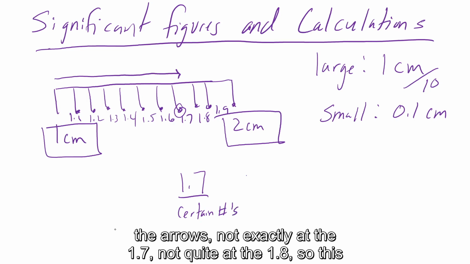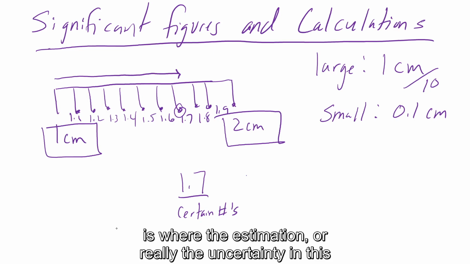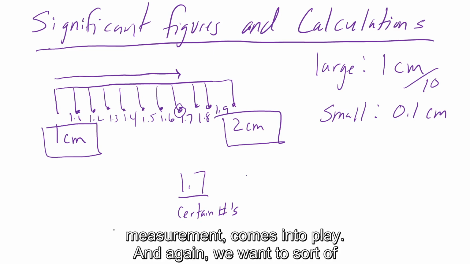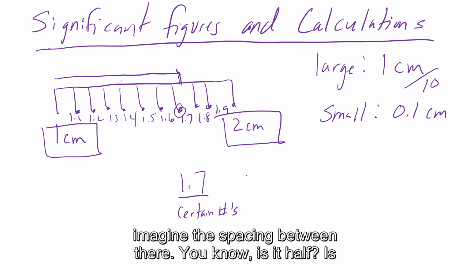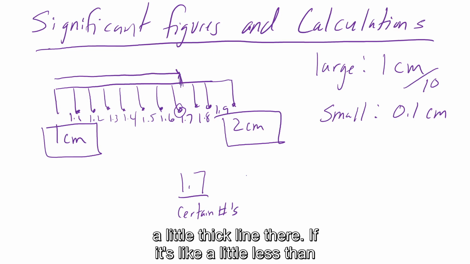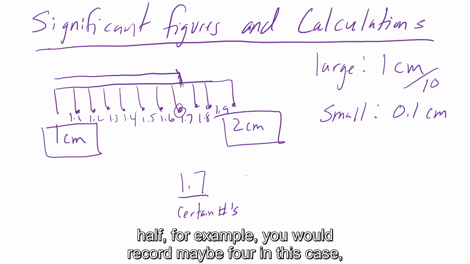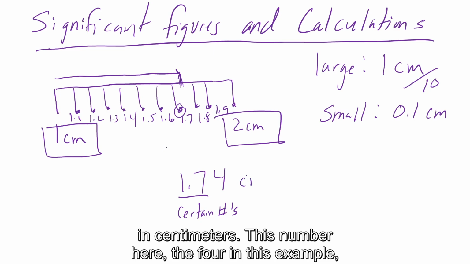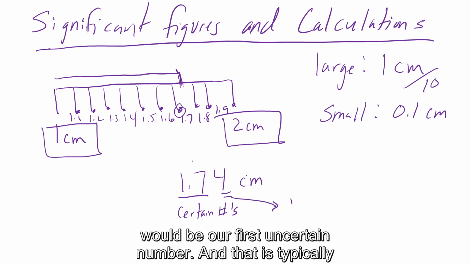Now we can see the arrow is not exactly at the 1.7, and not quite at the 1.8. This is where the estimation, or really the uncertainty in this measurement, comes into play. We want to imagine the spacing between there. Is it half? Is it a little bit more than half? For example, I drew a little thick line there. If it's a little less than half, you would record maybe 4 in this case, in centimeters. This number, the 4 in this example, would be our first uncertain number.